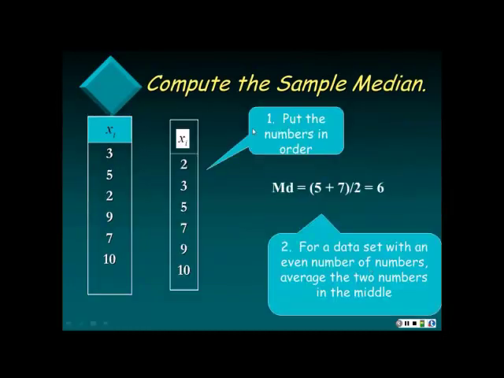To compute the median, you need to put the numbers in order, which I've done here: 2, 3, 5, 7, 9, and 9. And you want to get the number in the middle. If there were an odd number of numbers, you could just pick the number directly in the middle. Since there's an even number of numbers, you'll find the 2 numbers in the middle, in this case, 5 and 7. Just split the difference. You'll have a median of 6.